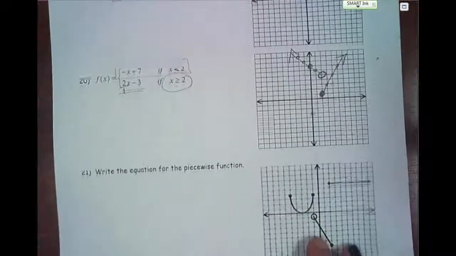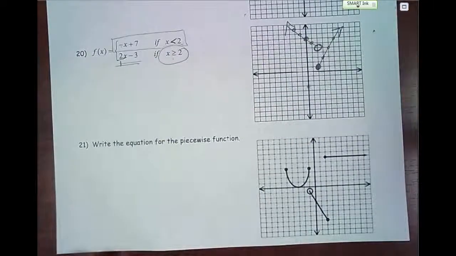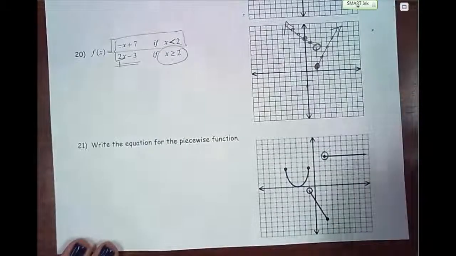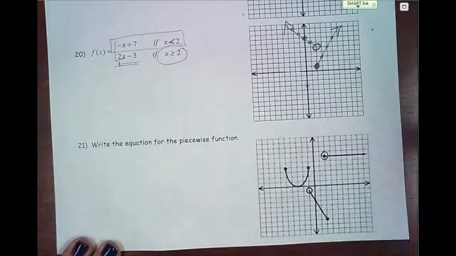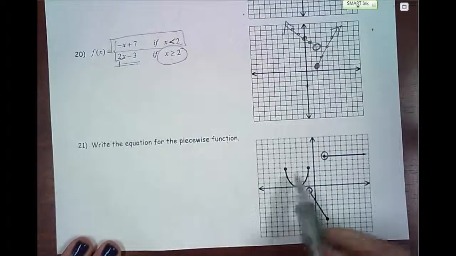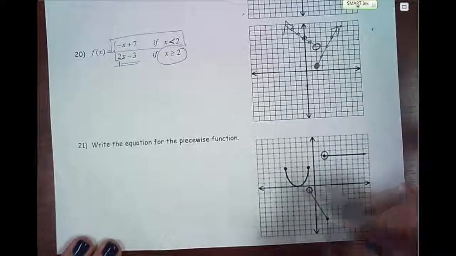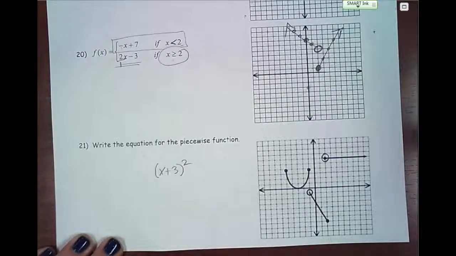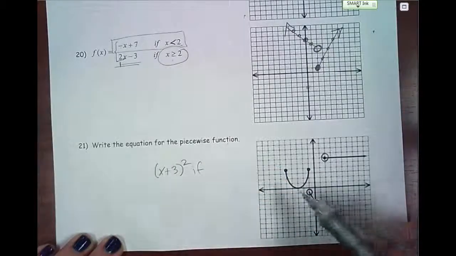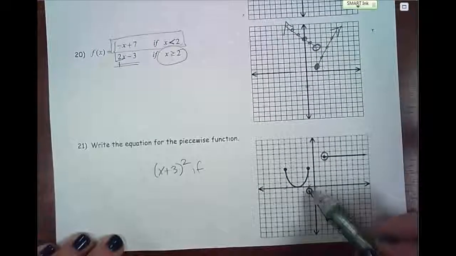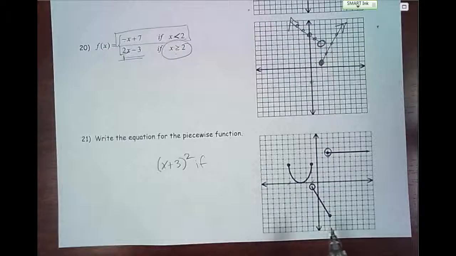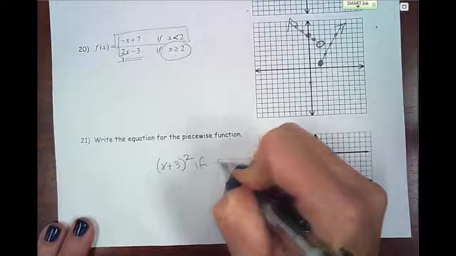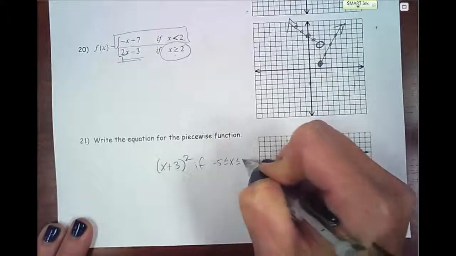Okay. Now, on this one, there's a typo here. Let's make this an open circle, and that will fix it. You have to write an equation for each line. So start with this one first. This is a parabola that we've moved over 3. This would be x plus 3 squared. And we have a restriction. It looks to me like it went from here to here, which would be from -5 to -1. And they're both closed. So -5 less than or equal to x less than or equal to -1.